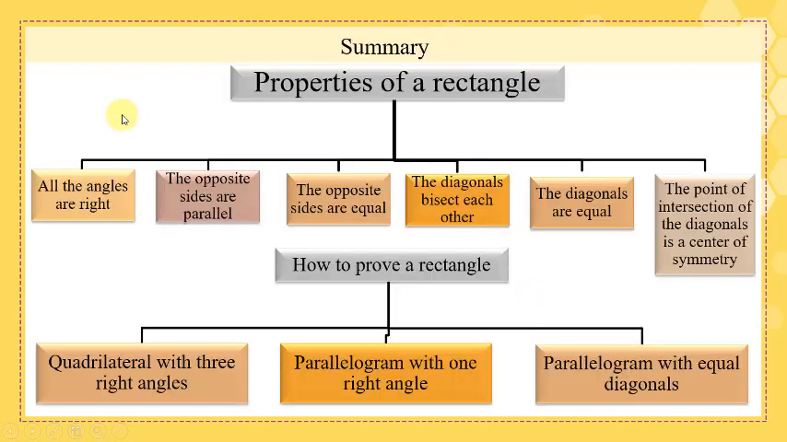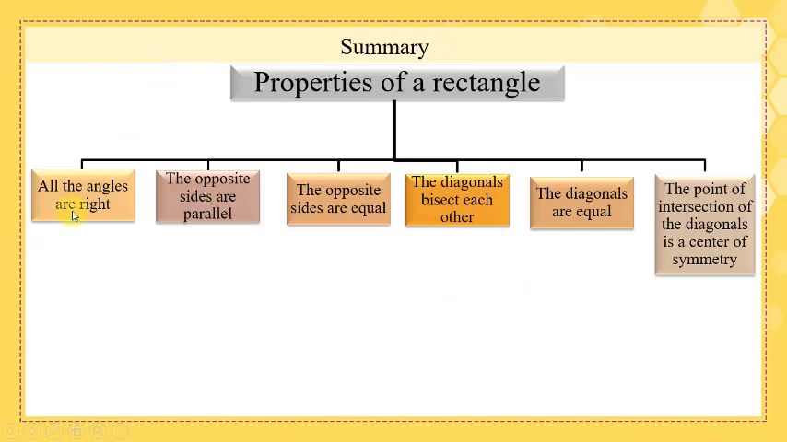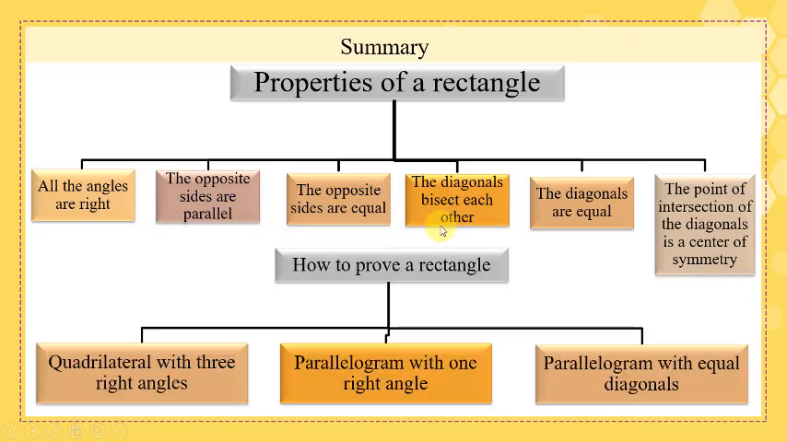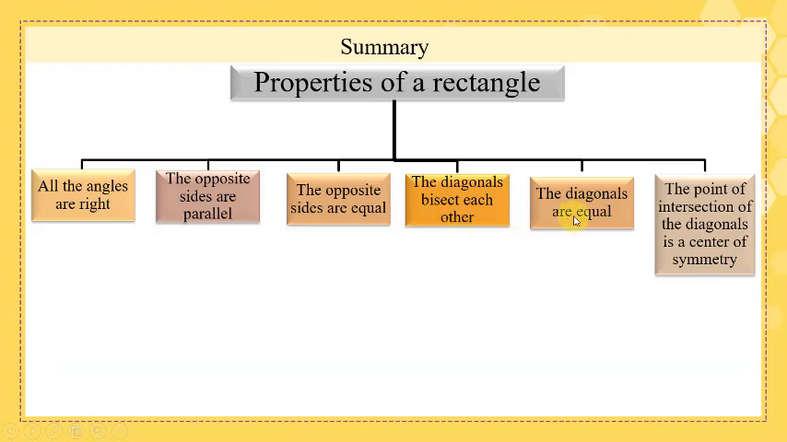So as a summary, properties of a rectangle: all the angles are right. The opposite sides are parallel. The opposite sides are equal. The diagonals bisect each other. The diagonals are equal. The point of intersection of the diagonals is a center of symmetry.